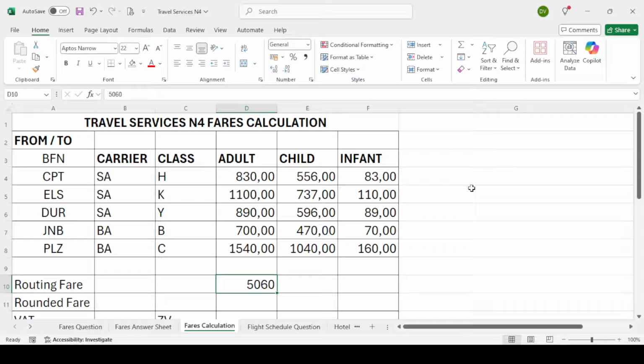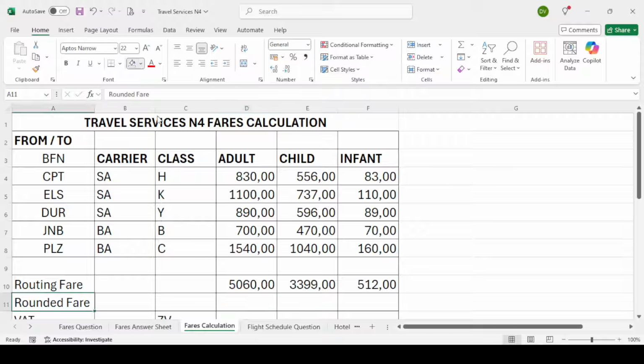For the child, you get a total of 3399. And for the infant, it is 512 Rand. Once you've added up all the totals, the next thing they want is the rounded fare, this one.